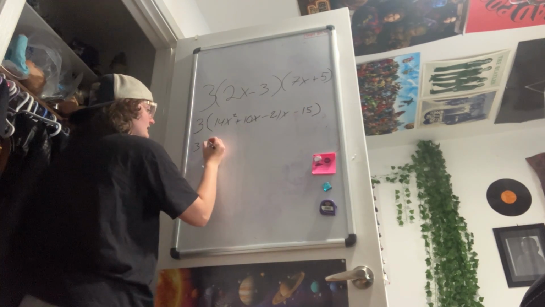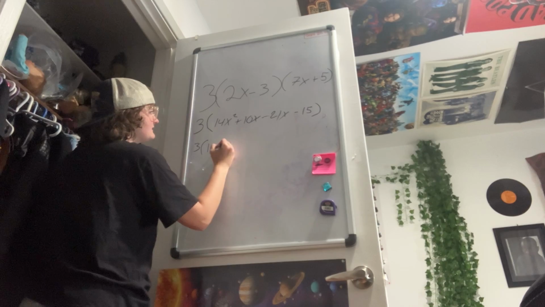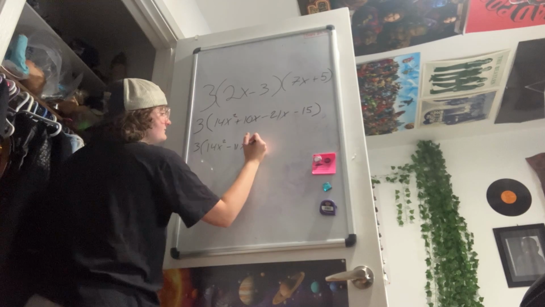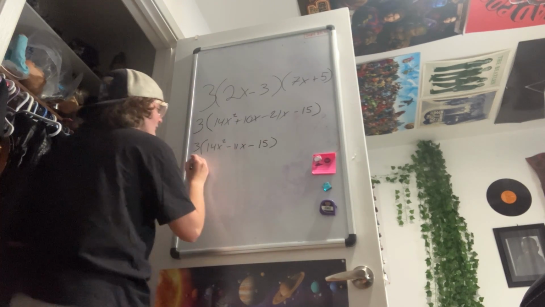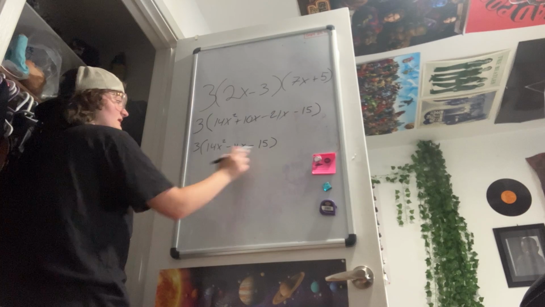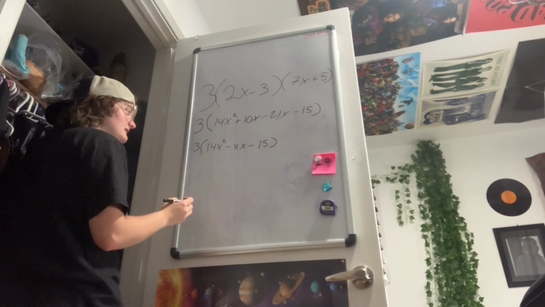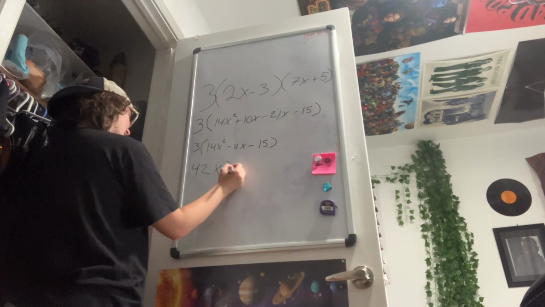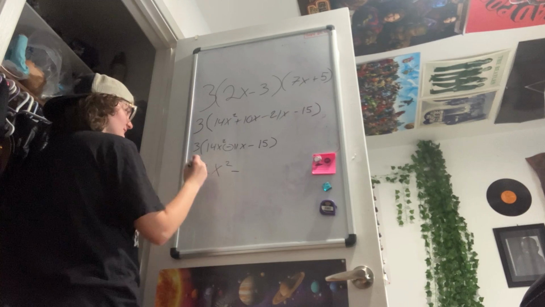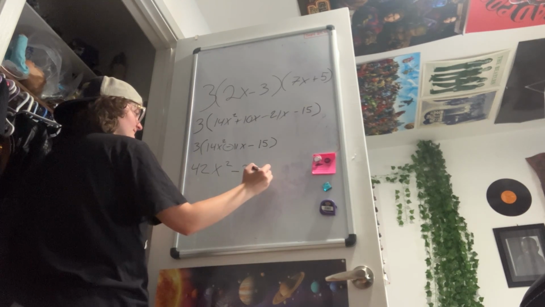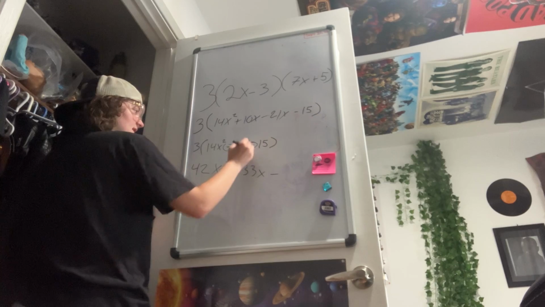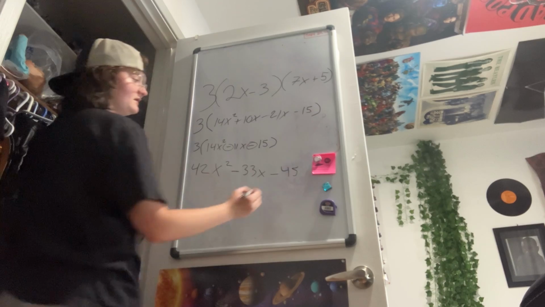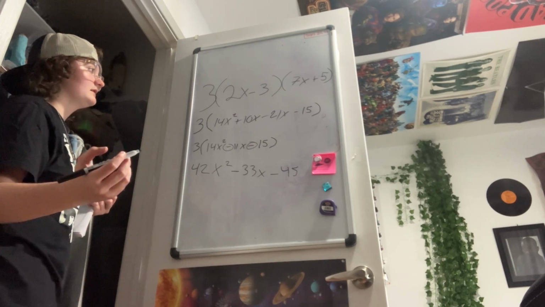In brackets, we're going to collect our like terms. 14x squared. 10 minus 21 is negative 11x minus 15. Okay, now we're going to expand the 3 into this. So 3 times 14. I wrote this down right. Okay, yeah. 42x squared minus, because we got to keep that minus symbol, 33x minus, again, we're keeping the negative symbol, 45? Yeah, 45. Yeah, that's it. There we go.